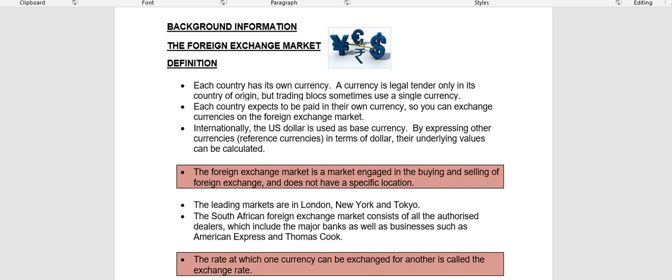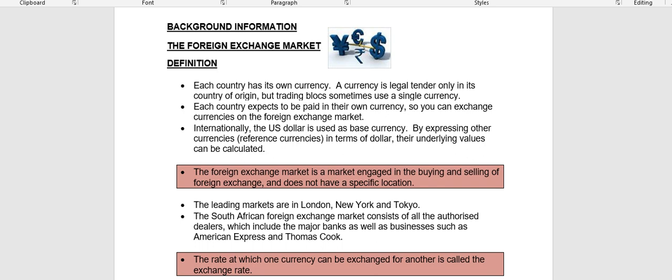Like in South Africa, obviously Rand is our legal tender. So nobody in South Africa, no shop, no trader can refuse to accept Rand because it is legal tender. But the Rand is only legal tender in South Africa because this is where we use it as a currency.